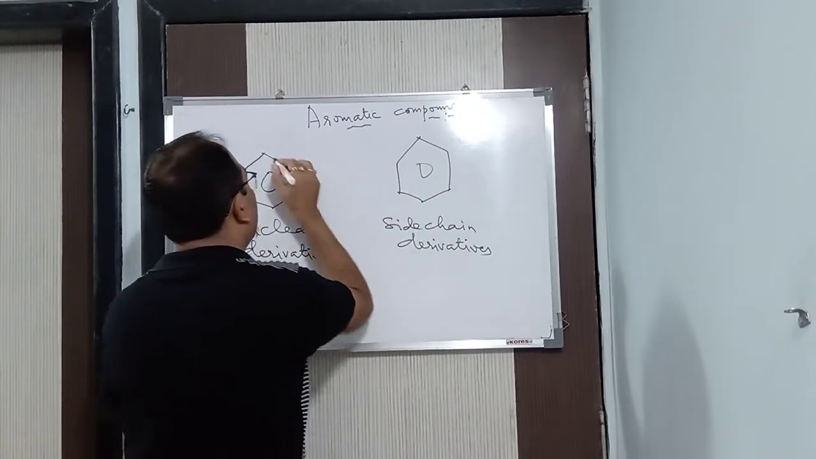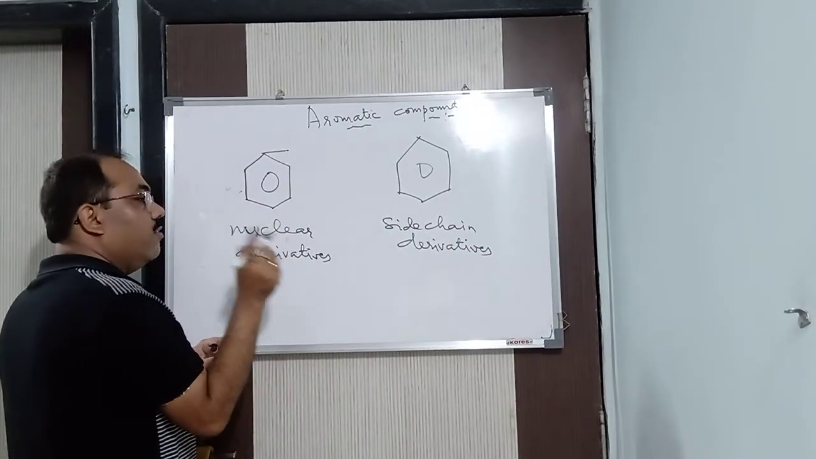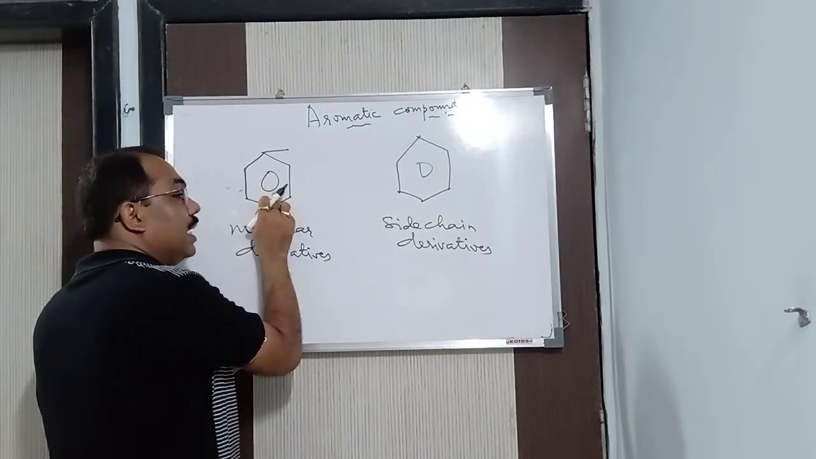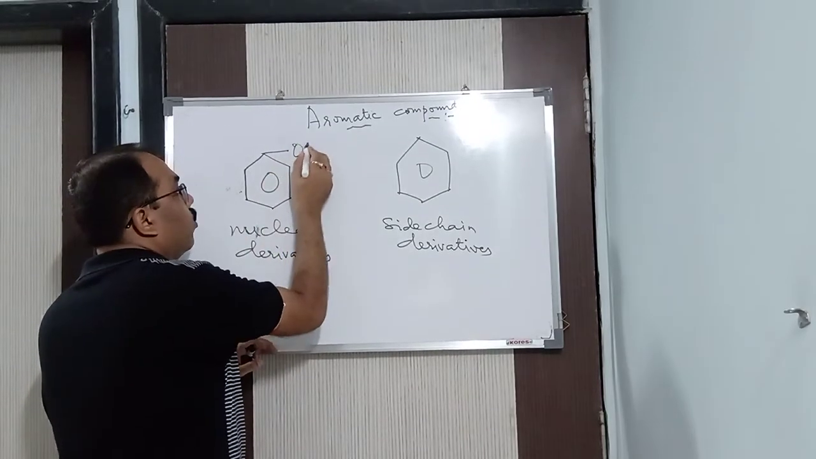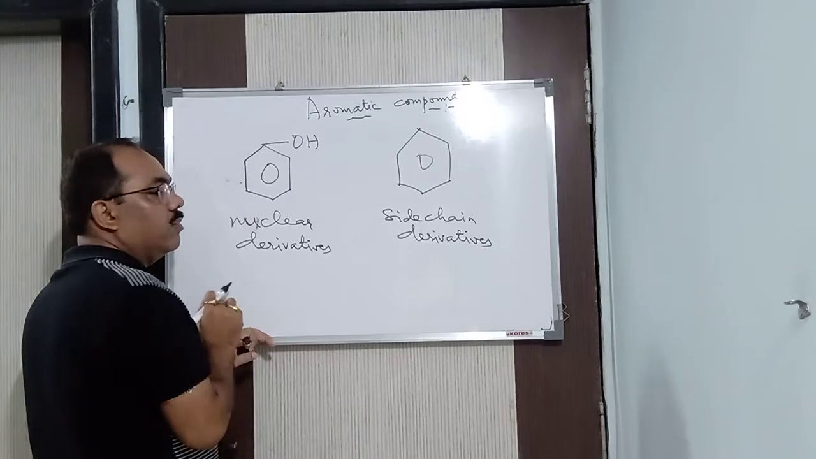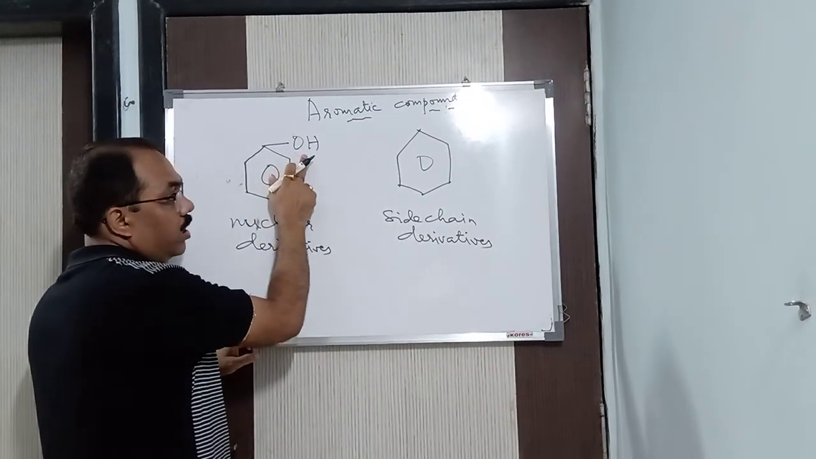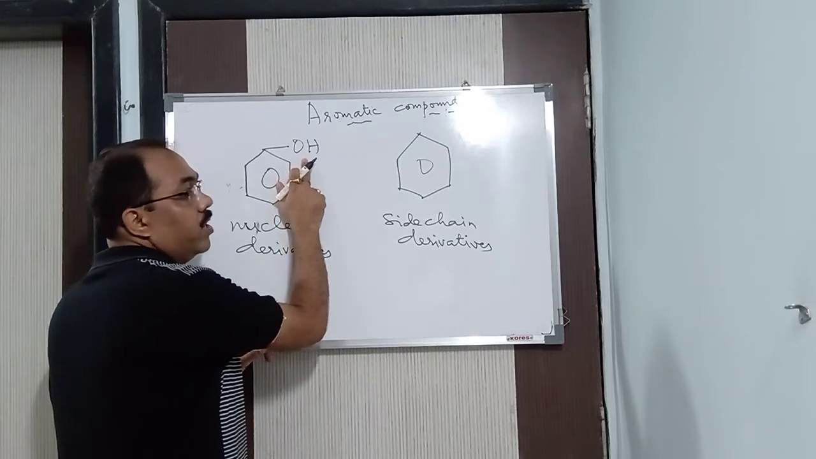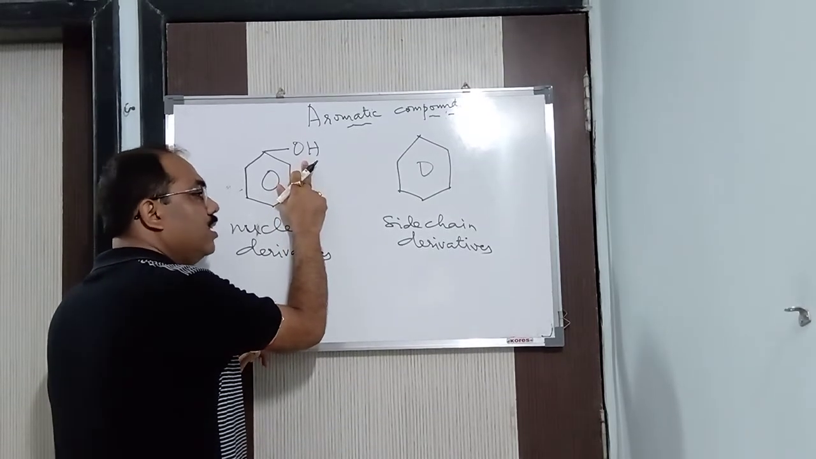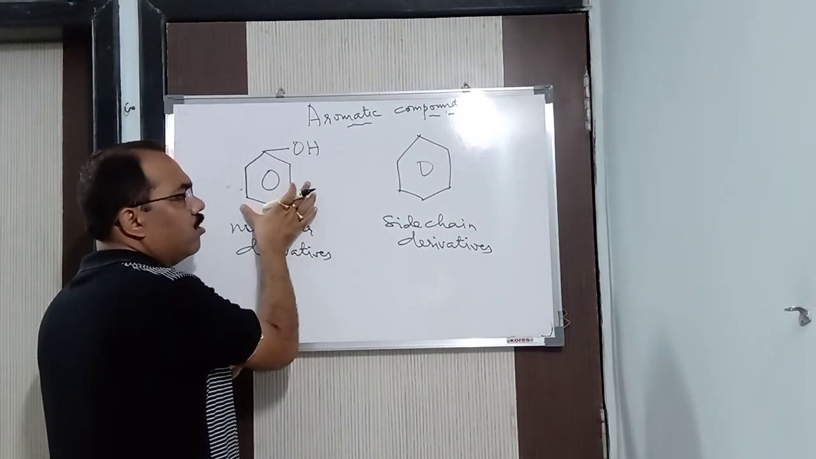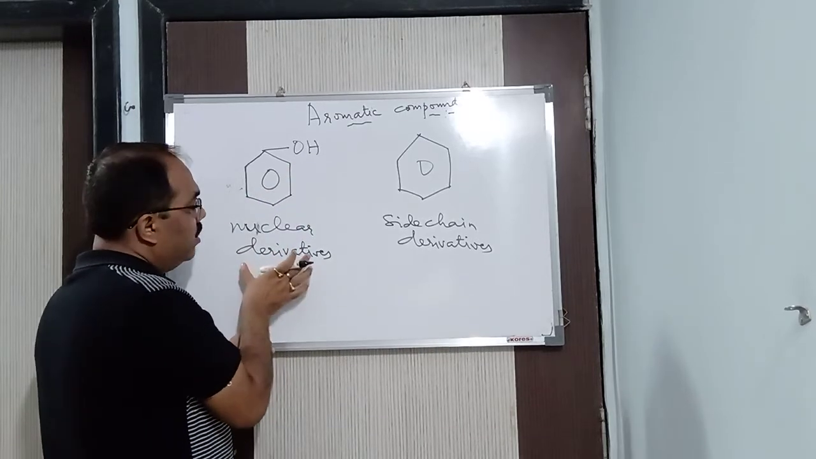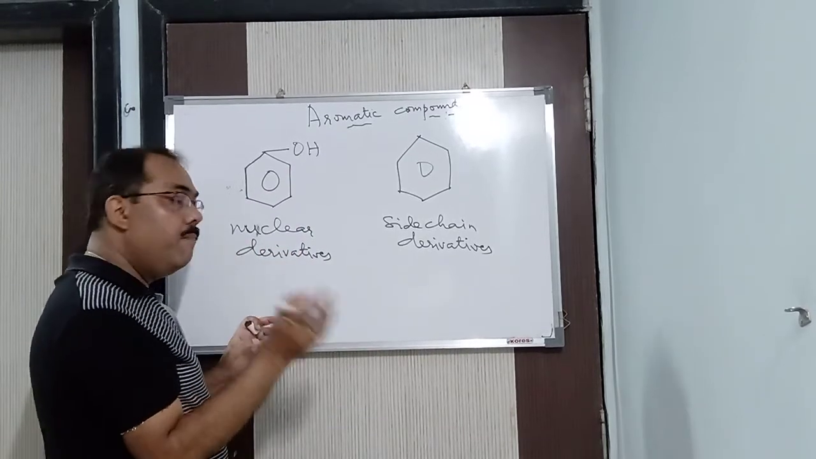Now, side chain means what? And nuclear means what? Listen carefully. When the functional group is directly attached to the benzene ring, like OH directly attached to the benzene ring, it is known as nuclear derivatives. When the functional group, whether it is OH, COOH, CHO, CO, whatever it is, any functional group which is directly attached to the benzene ring, it is known as nuclear derivatives.